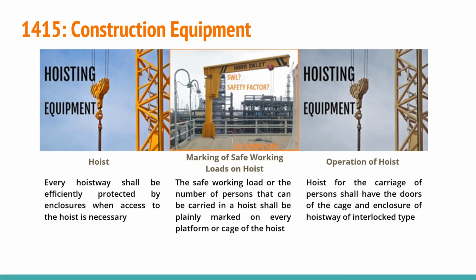Hoist. Every hoistway shall be efficiently protected by enclosures when access to the hoist is necessary. Such enclosures and gates shall be extended to at least 2.16 meters in height. Marking of safe working load on the hoist is to ensure that the hoist will not go over its limit and harm the workers. A notice prohibiting overloading of the hoist shall be placed on the platform or the cage of the hoist. In the operation of a hoist, ensure that the doors of the enclosure are interlocked. The cage must be completely covered and fitted with overrun devices.